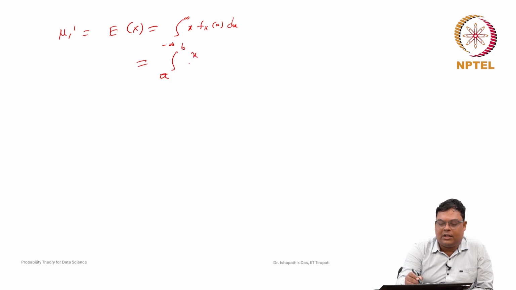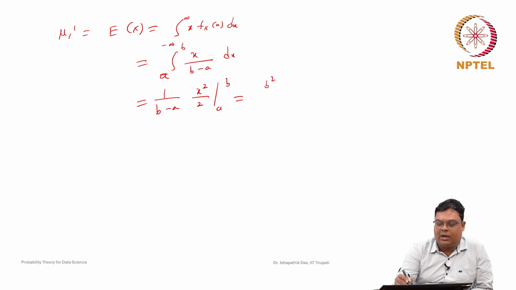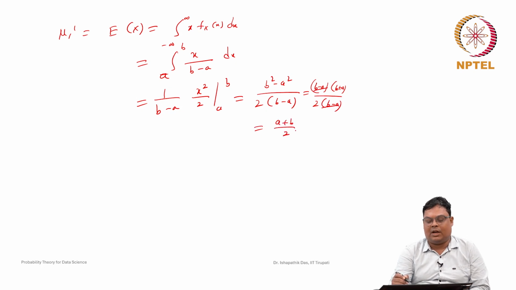So, that is why x f(x) is nothing but x times 1 by b minus a, dx. So, then this is nothing but 1 by b minus a, the integration is x square by 2, with limit a to b. So, this is nothing but b square minus a square by 2 into b minus a. Now if you simplify, it is nothing but b minus a into b plus a by 2 into b minus a. So, this is cancelled, and this is nothing but a plus b by 2. So, this is the mean of this random variable.